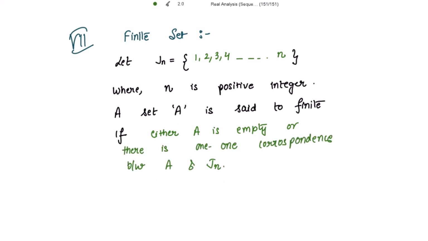And the set which is not finite is called an infinite set, which means the set A is infinite if there is not a 1-to-1 correspondence between A and Jn. So the set which is not finite is called an infinite set.